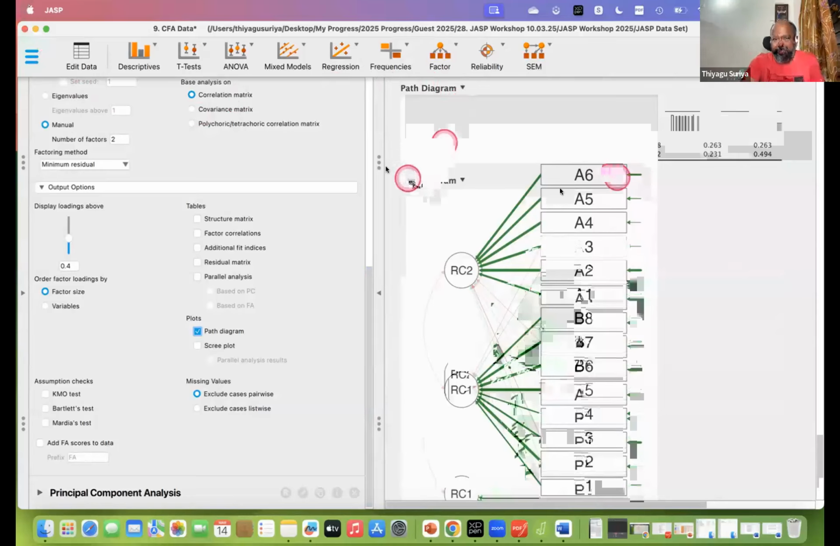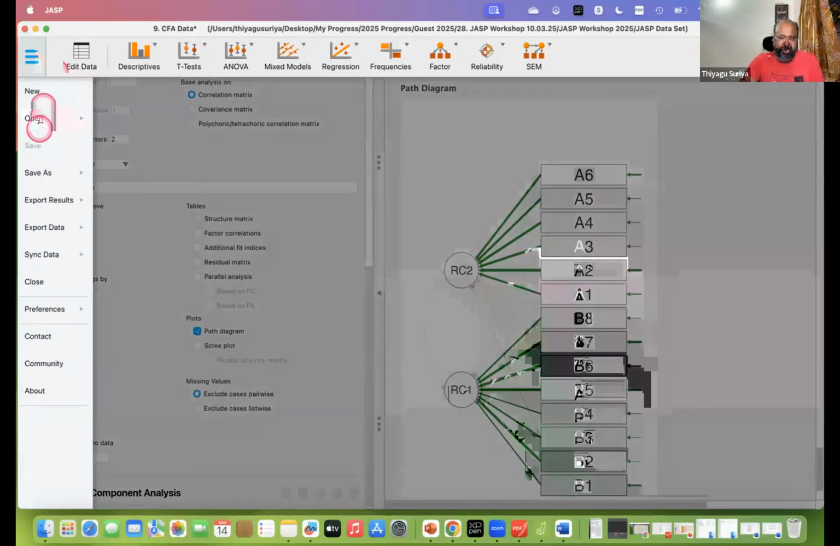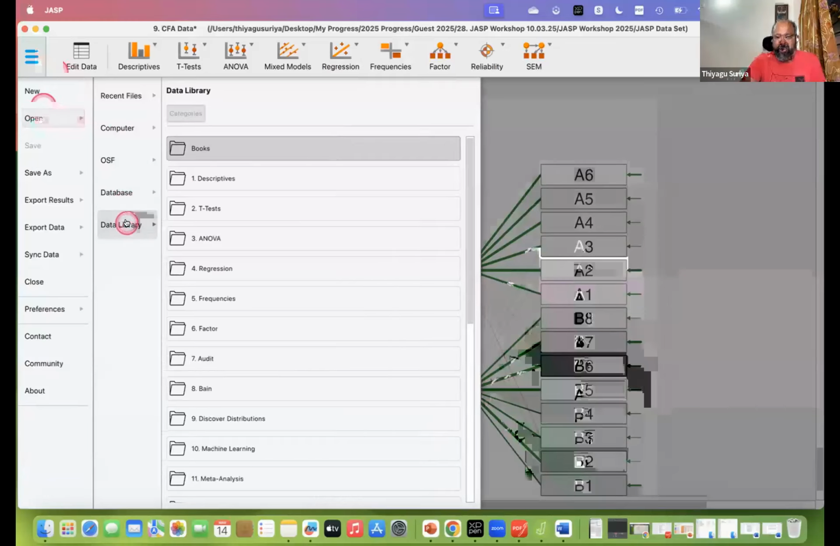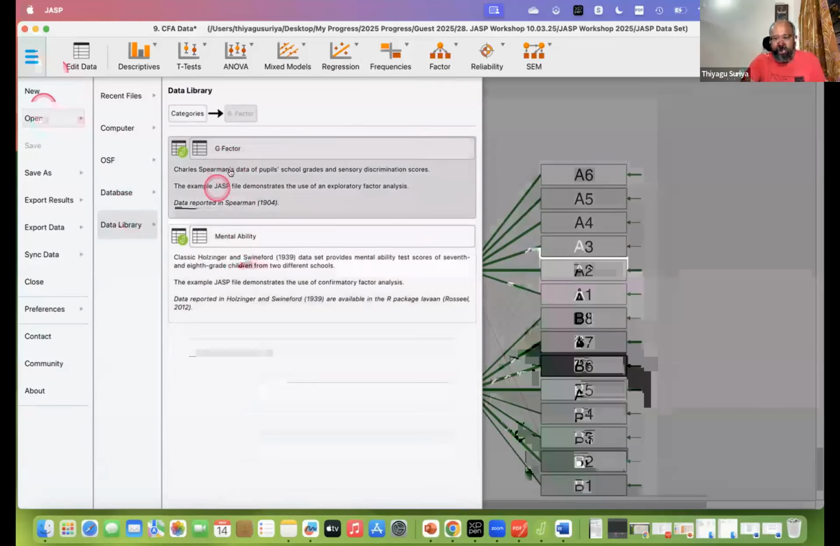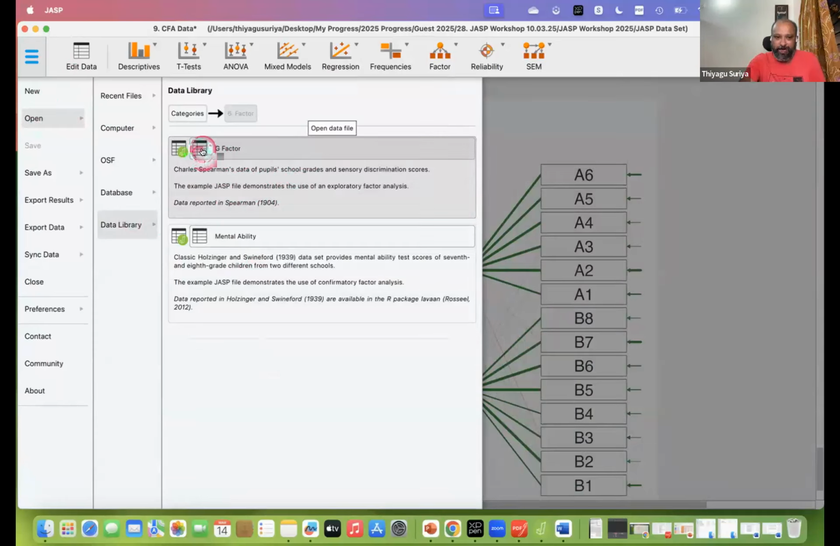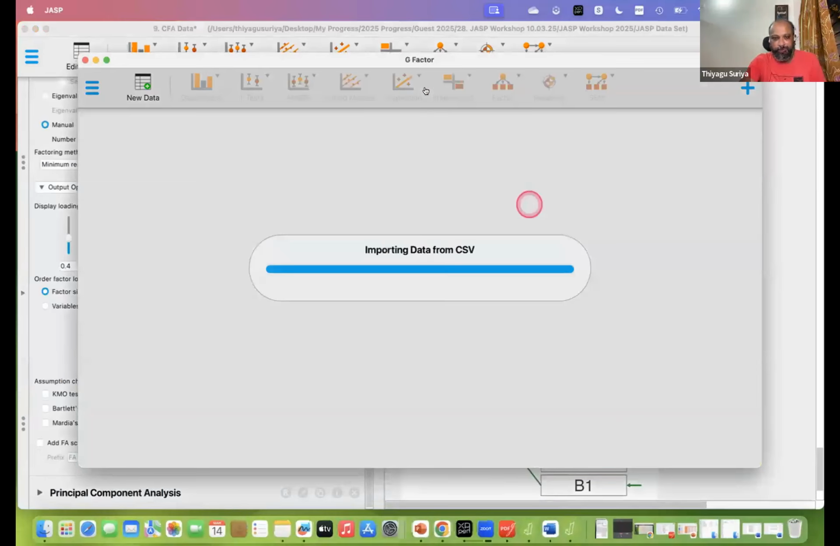If you have some doubts about factor analysis, sometimes some things might not be highlighted. What you can do, once again, go to the open menu. Here we have a lot of data sets available for factor analysis. One by one, you can do this. The good thing is that they are giving the interpretation also. Go with the G factor. When you go with this one, they are giving how to solve also.